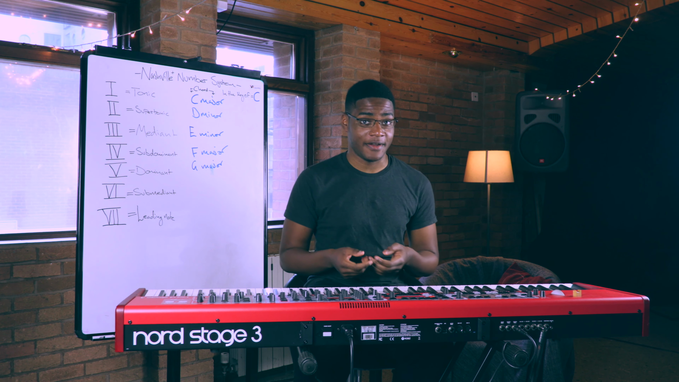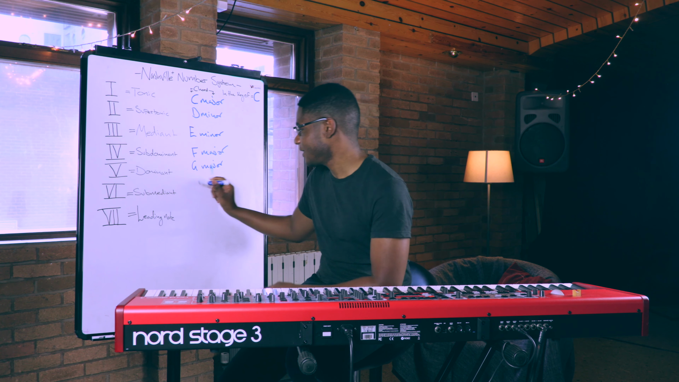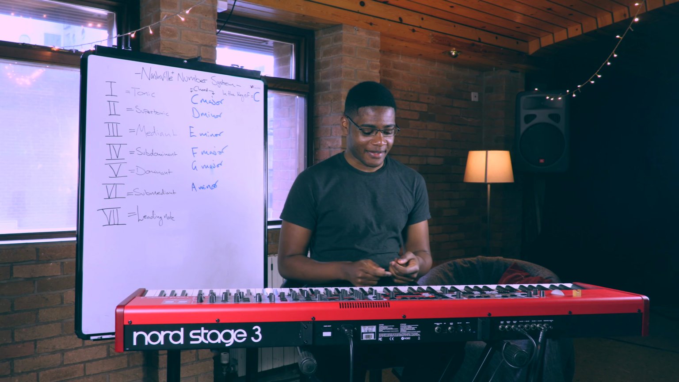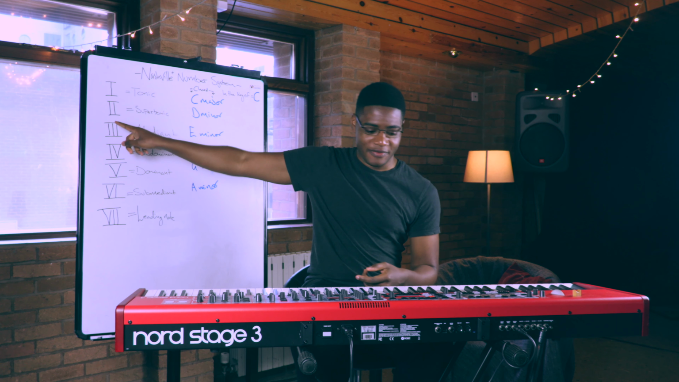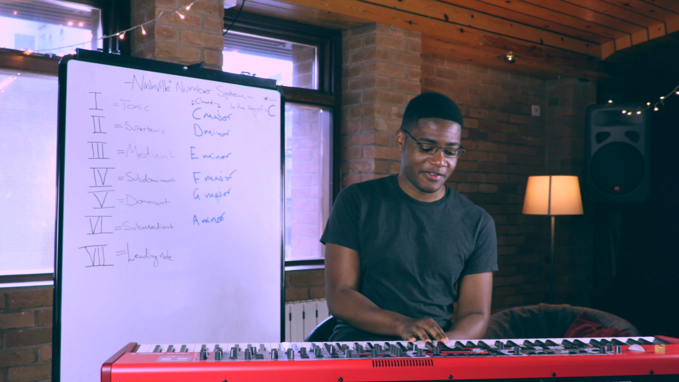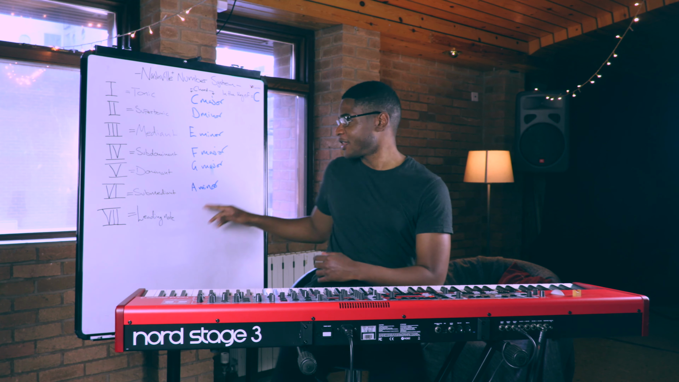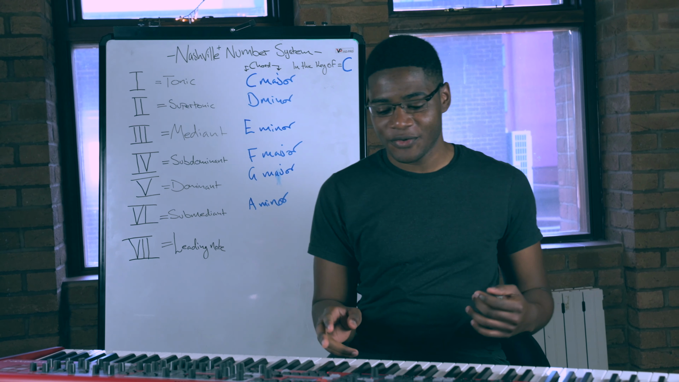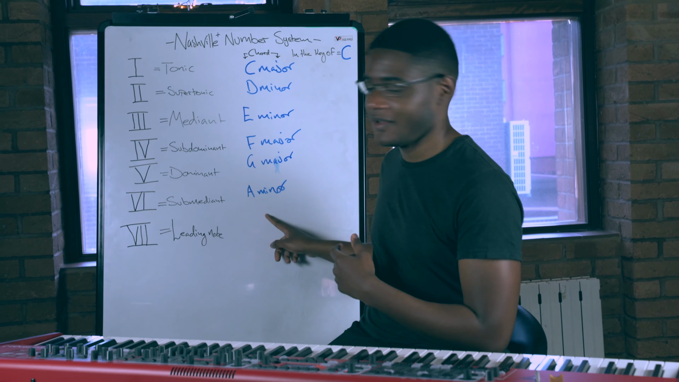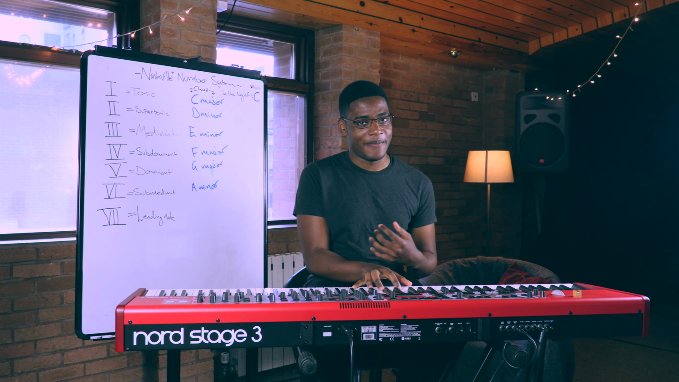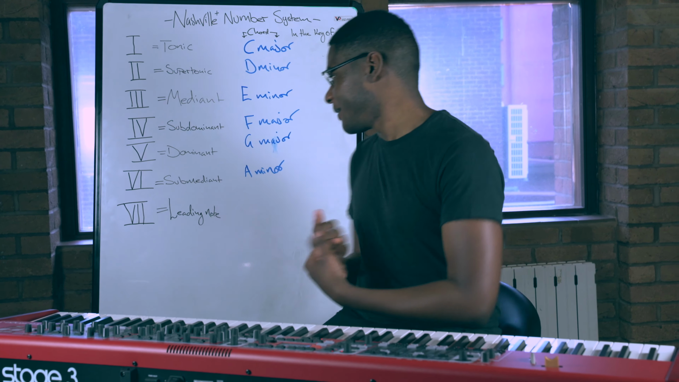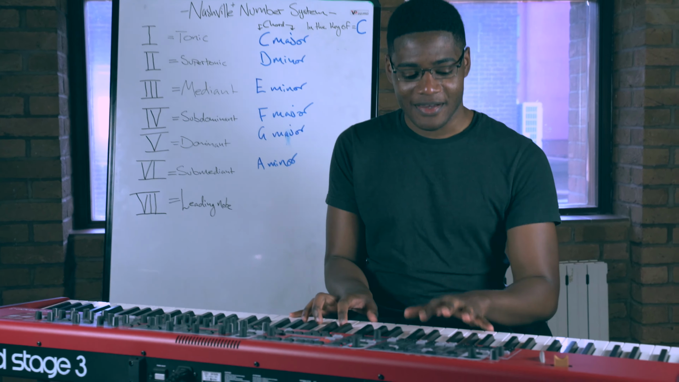In C, it's an A minor. So I'm writing that down. We call it the submedian, because sub means below, and the mediant was 3 above the tonic, so the submedian is 3 below the tonic. The special thing about the submedian is that it's also called the relative minor. The minor key, the key of A minor, has all the same notes as the key of C major, so they're closely related. It's the relative minor.